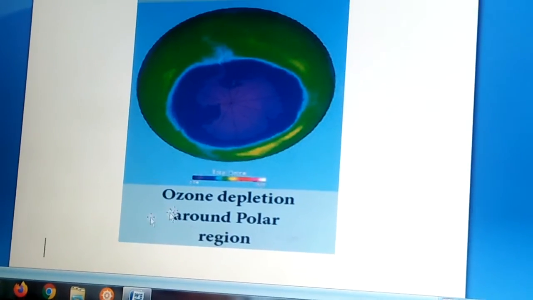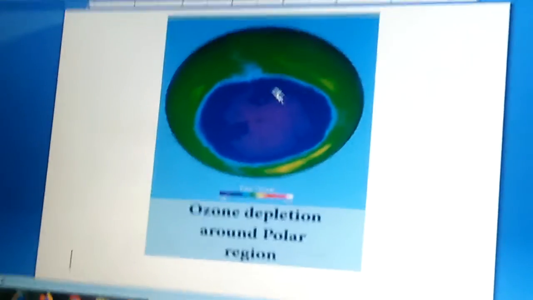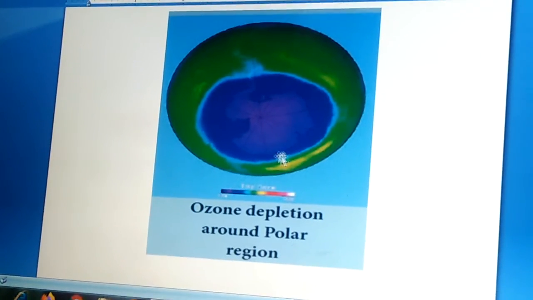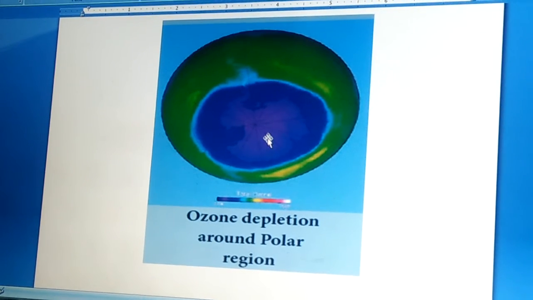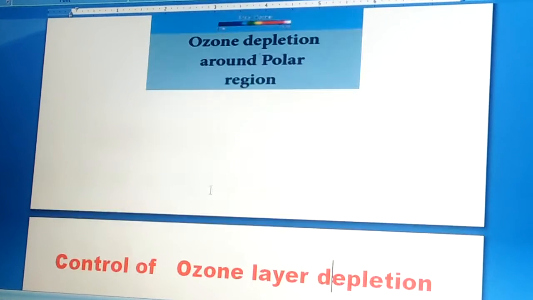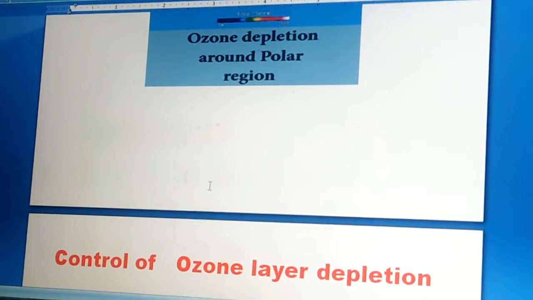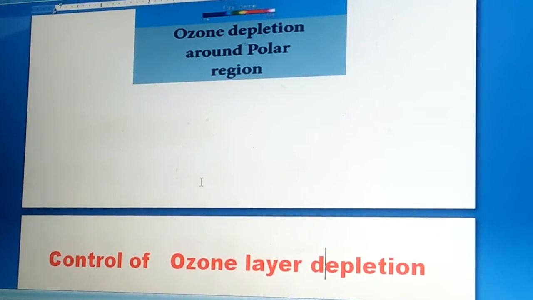Now, in this picture, you can see the ozone depletion occurring around the polar region. Because of the thinning of the ozone layer, a hole is created there. Through that hole, UV radiation can easily reach the Earth's atmosphere. It will affect the living organisms on the Earth. Now, how can we control ozone layer depletion?